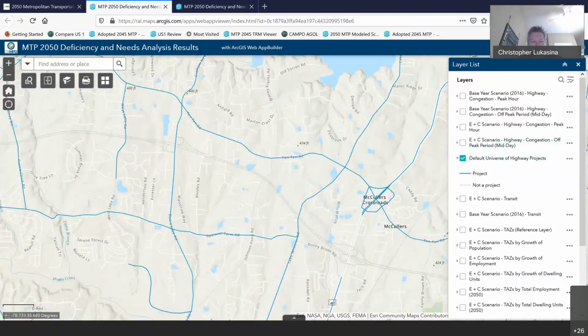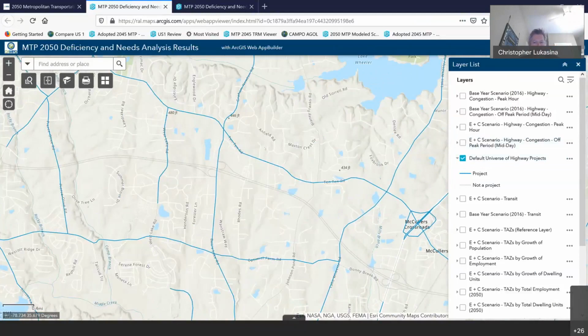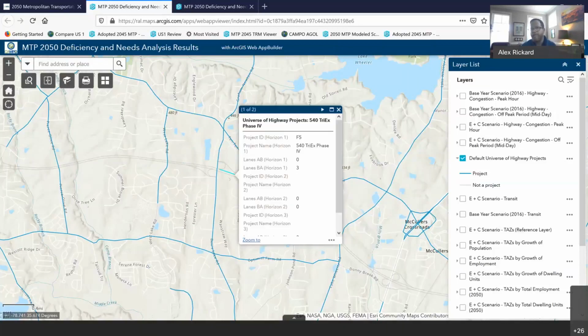Sorry. Luana, how do I say this? It's a poor label. So Tim, if you're on here, make a note. We need to probably change that description. It is either a base network link, it is an E plus C link, or it was considered beyond the realm of the 2050 MTP. So explaining all that would make a very long label in the table of contents, but those improvements are there, but they are considered complete for the purposes of the deficiency analysis. I hope that makes sense.